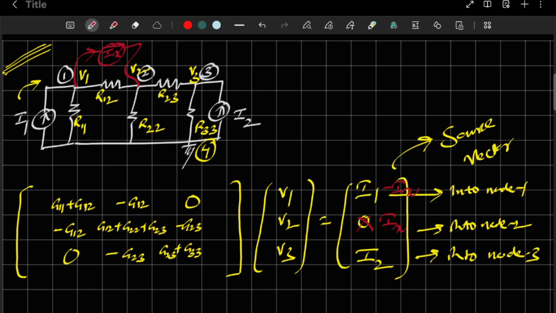Now you see, by knowing this particular concept, for any type of circuit, if you do any modification in the resistance values or in the source values, accordingly we can directly make changes in the matrix relation and find out the results very easily. Okay, thank you.